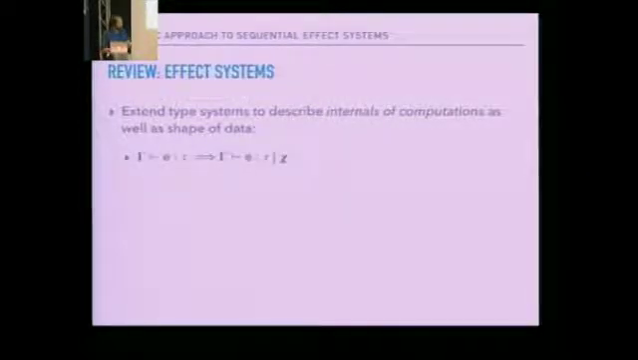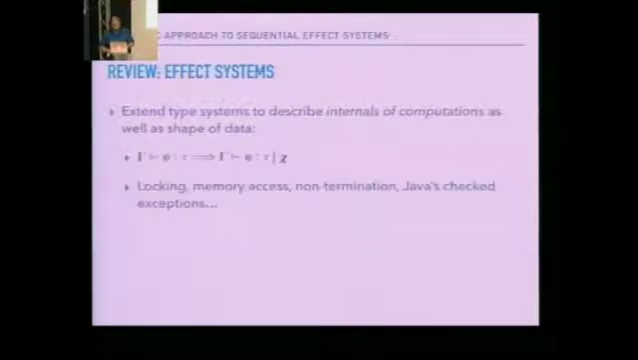So in general, we'll move from our traditional "under assumptions Γ, expression e has type τ", to "under assumptions Γ, expression e has type τ, and the computation has the following effects χ", where these effects might have to do with locking, memory access, non-termination, or Java's checked exceptions, which is far and away the most widely used effect system.